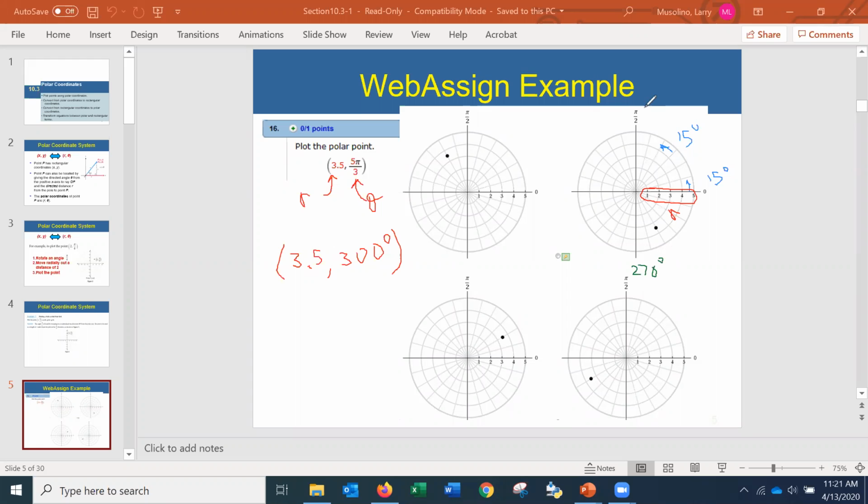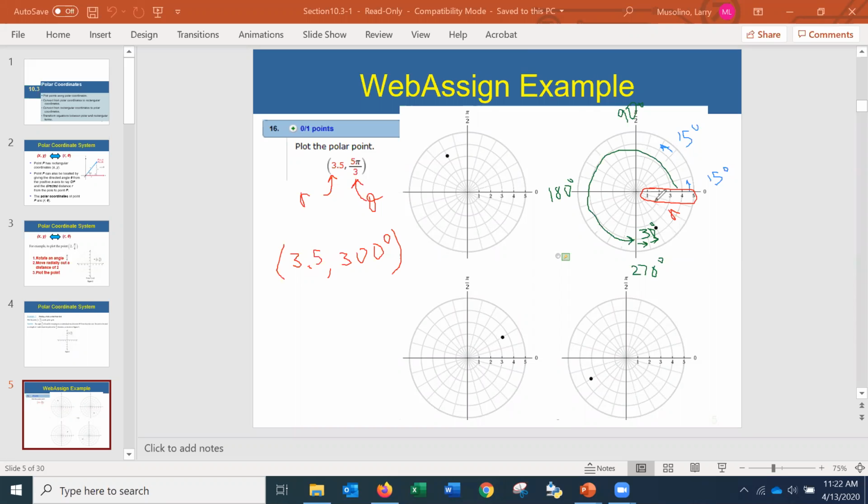Let me label this vertical axis here as 90 degrees. This horizontal axis is 180. So to go 300 degrees, I would have to rotate 270, but then I still need to go another 30. Well, notice each one of these slices is an extra 15, so that means I'd be going an additional 30. 30 plus 270 is 300. So this rotation is 300 degrees to get to that black dot.